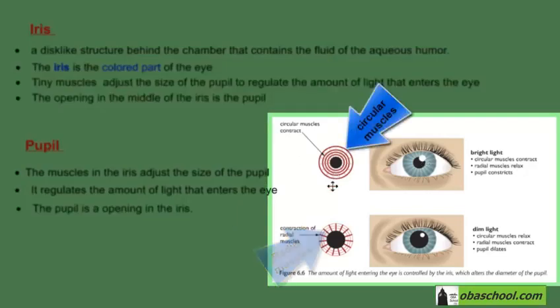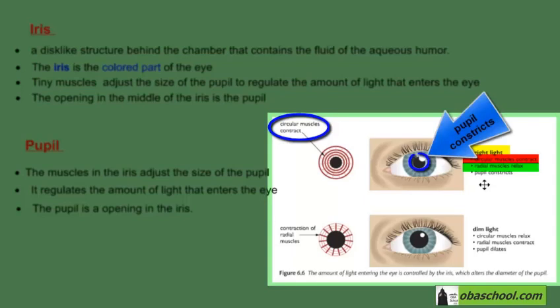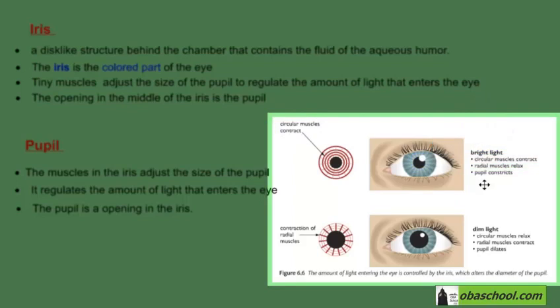We have two types of muscles in the iris. We have circular muscles and radial muscles that look elongated and longitudinal. And this is how they act. Let's say we have bright light in front of us. What will happen is that the circular muscles will contract and the radial muscles will relax. This will push the muscles to the inside and it will make the hole smaller. So the pupil will constrict, it will become smaller, and less light will be able to enter the eye. This is because we have bright light and we don't want to damage our eye.